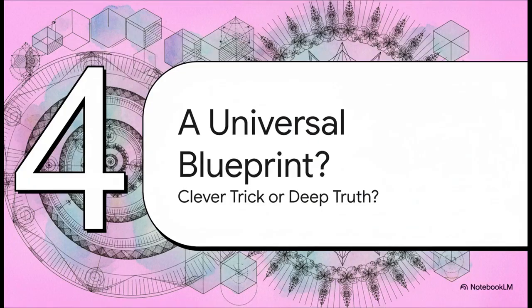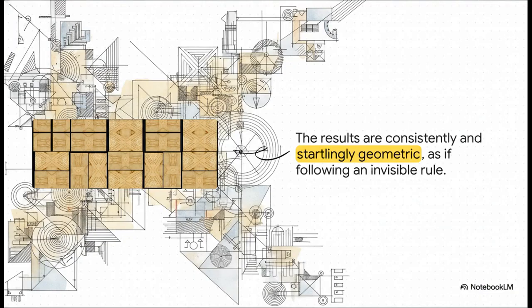The patterns that emerge from his work are so ordered, so specific, that it forces us to ask a much bigger question. Are we just looking at a clever trick, or are we somehow tapping into some kind of universal blueprint? I mean, just look at this. This is not a modern graphic design. This was generated entirely from the lines and scribbles on one of Leonardo's manuscript pages. The results are consistently and, well, startlingly geometric, as if they're following some invisible rule.